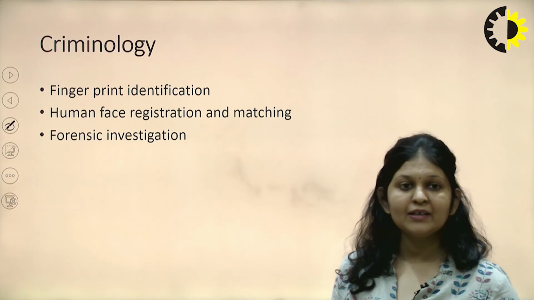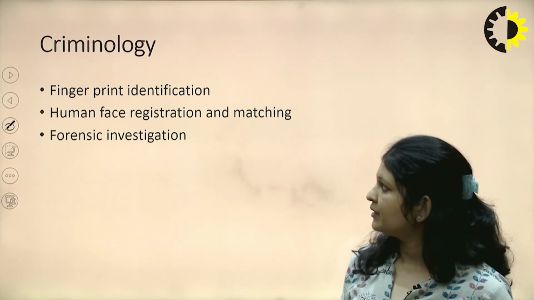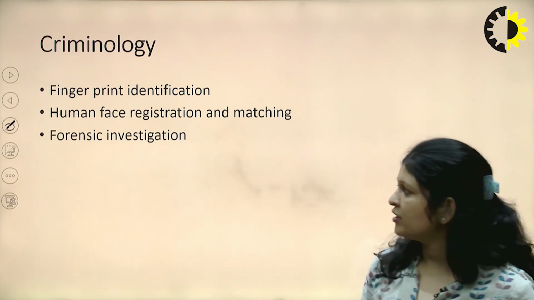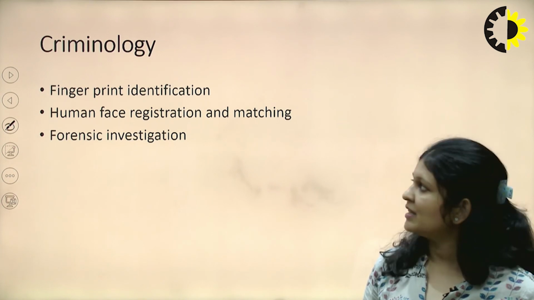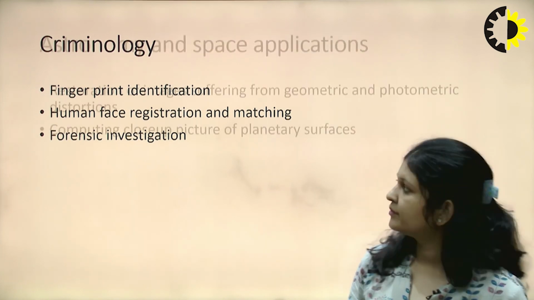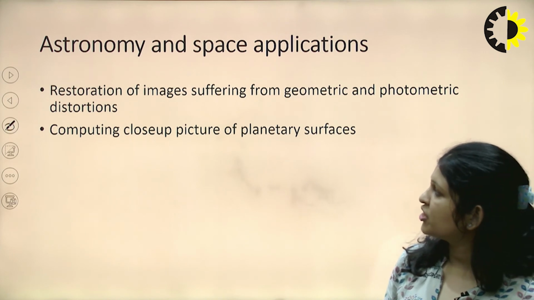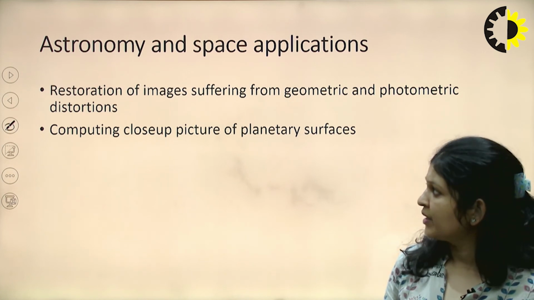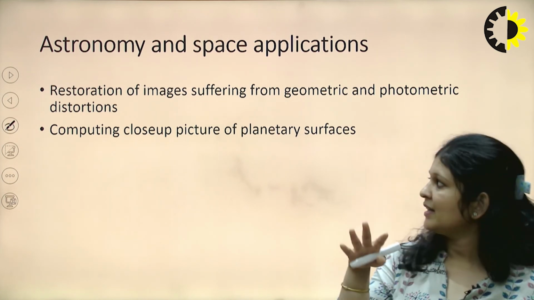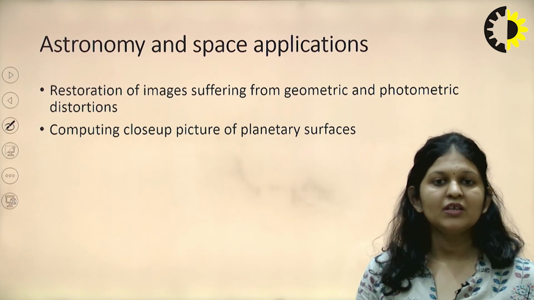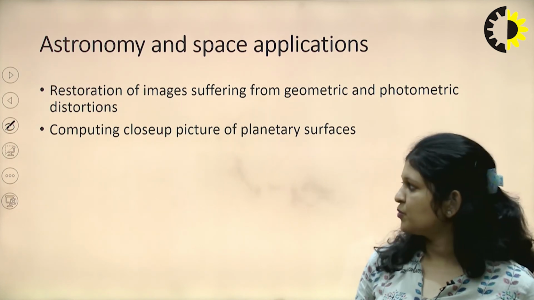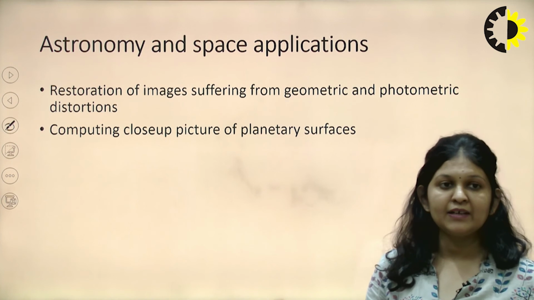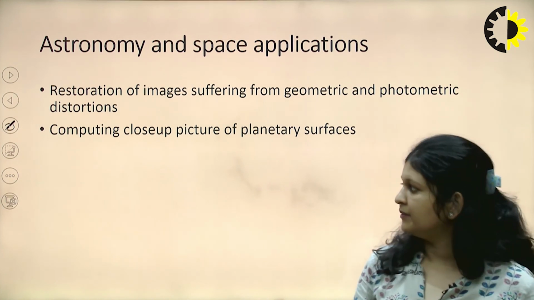Criminology, fingerprint identification. A criminal can be detected using fingerprint identification. Human face registration and matching. Forensic investigation are some of the areas where images are being used. Astronomy and space application, restoration of images suffering from geometric and photometric distortion. So when we are capturing aerial images, they may be distorted and we can restore them using image processing before we apply further processing. Computing close-up pictures of planetary structures can also be done.